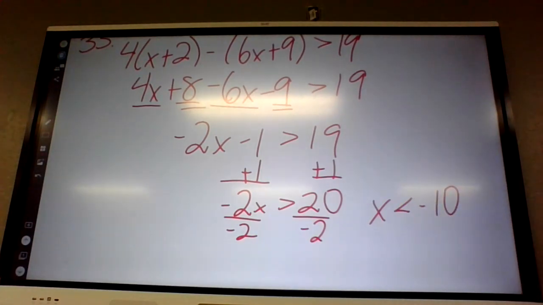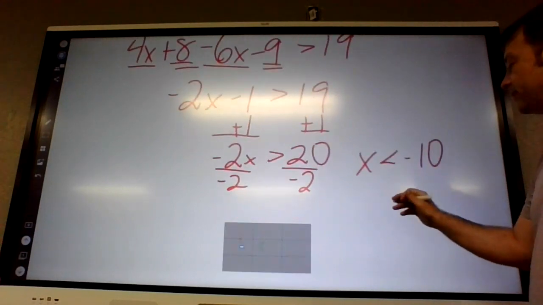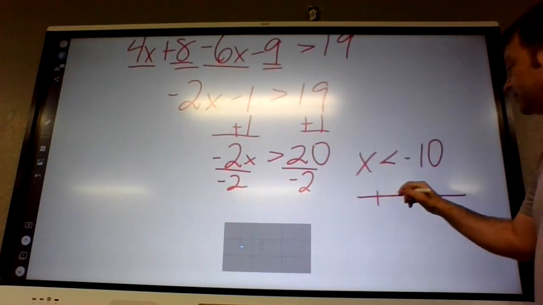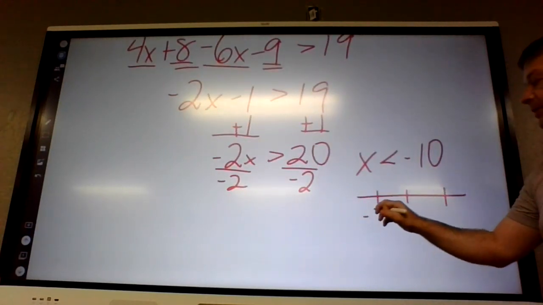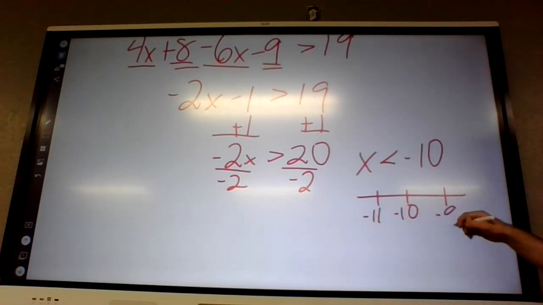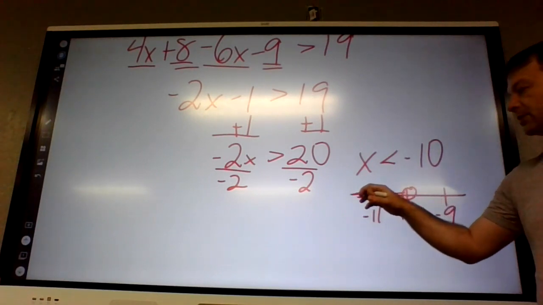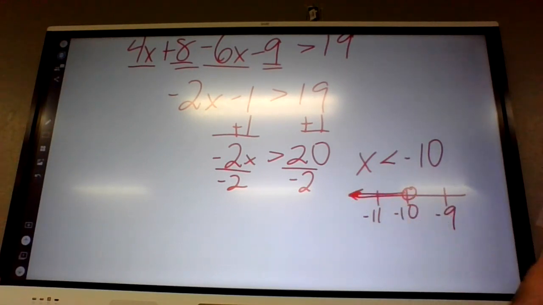Because we divided by a negative, we have to flip the inequality, and for the graph, which we are graphing these. So if negative 10 is in the middle, it'd be negative 11, negative 10, negative 9. Open or closed circle, going to the left. All numbers less than negative 10.